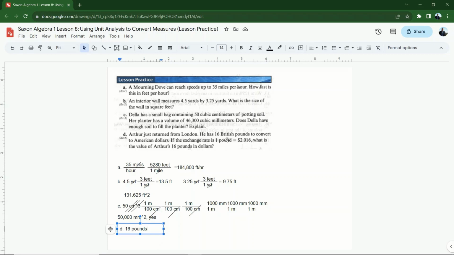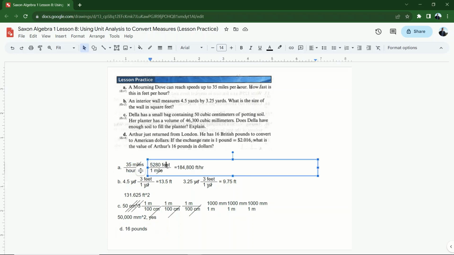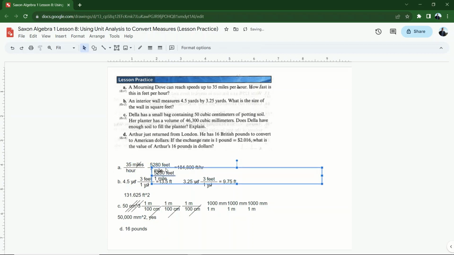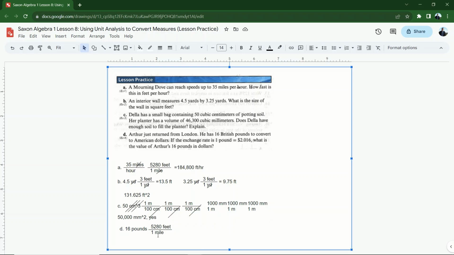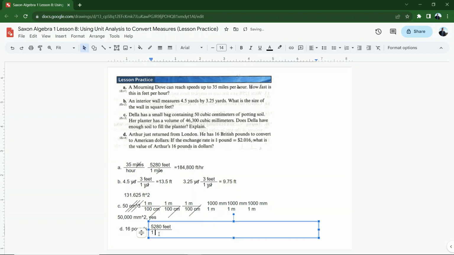Okay, so 1 pound equals 2.016. What that means is I can turn that into a fraction, and that fraction is equal to 1. Now, what number do I want to put on the top, and what number do I want to put on the bottom? Whatever I put on the top is going to be the number that we keep. Whatever I put on the bottom is going to cancel, and I need to cancel pounds. So I'm going to put 1 pound on the bottom and $2.016 on the top.